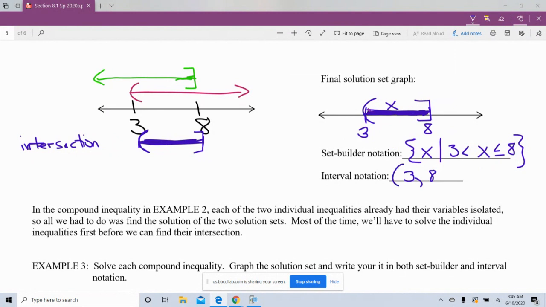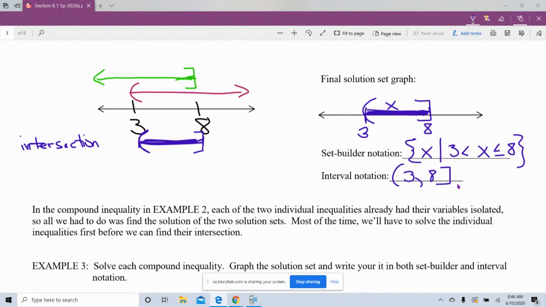So I'll keep that same parentheses there to show that it's not included in the solution set. The largest number in my set is 8, and it is included as evidenced by this bracket. So I'll keep that bracket in my interval notation too. So this is what interval notation looks like. And the way we read this is the set of all real numbers from 3 up to 8, not including the 3, but yes, including the 8.